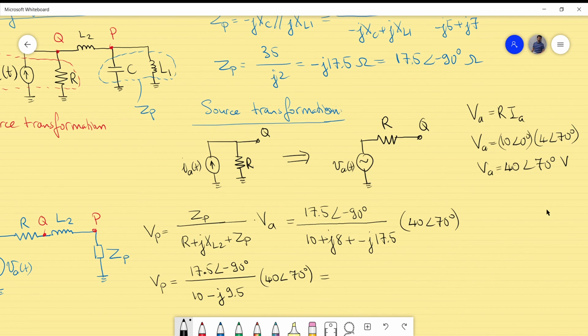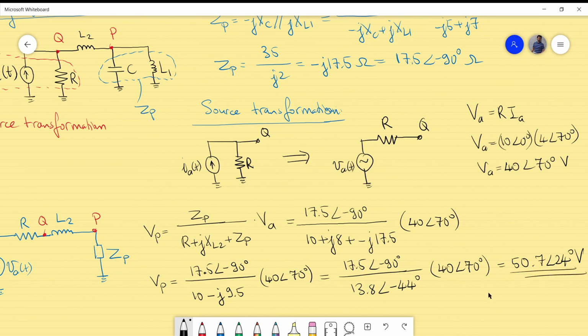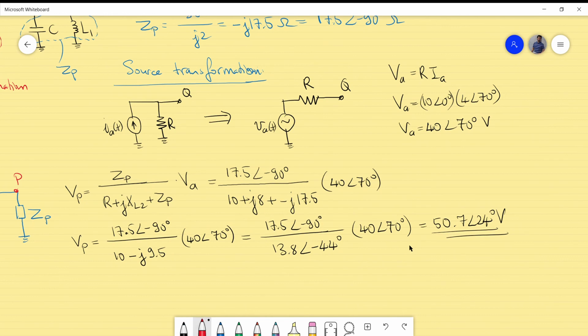If you again convert this to polar representation, that will be handy in the analysis for division. That will be 17.5 phase minus 90 degrees divided by, that part will be 13.8 phase minus 44 degrees, and I am almost done, 40 phase 70 degrees, and this will result in 50.7 phase 24 degrees in volts. And this is also the capacitor voltage. So I will make it clear, this is also the capacitor voltage.